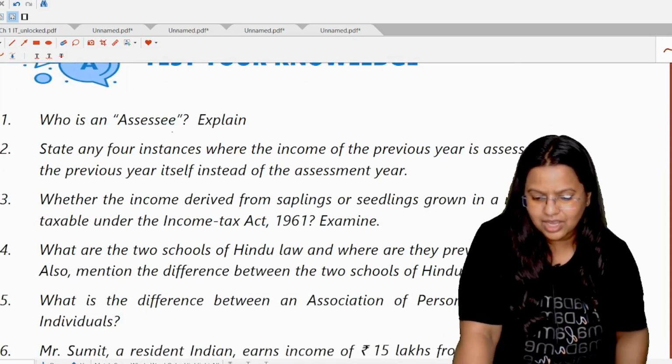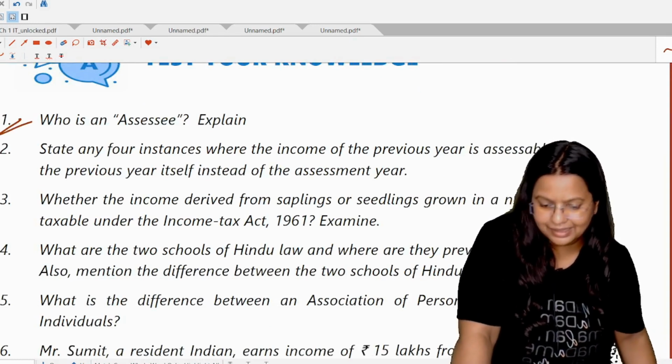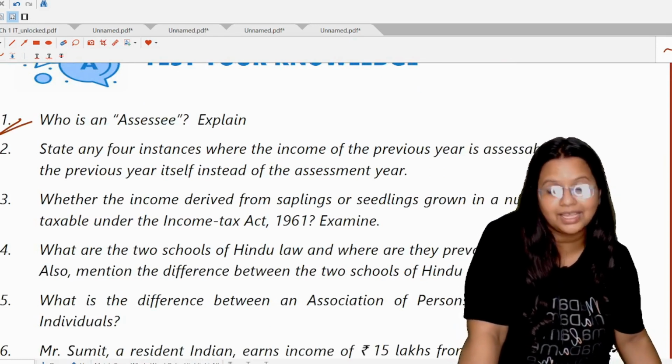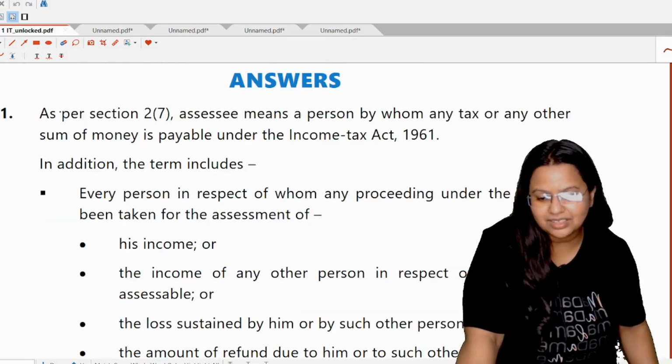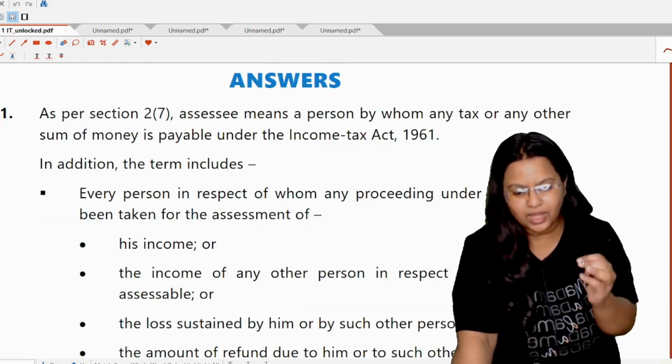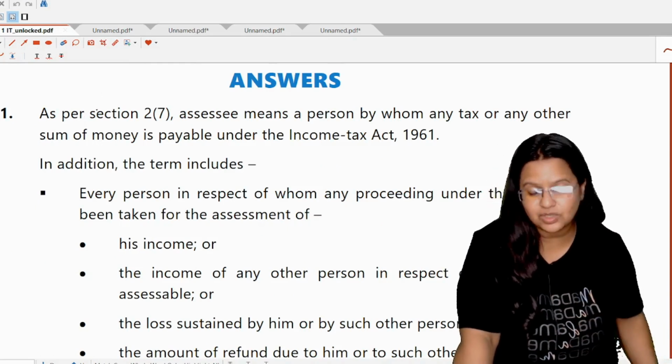Question number 1 is, who is an assessee? Explain. Tell me, students, who is an assessee as per the Income Tax Act 1961? So now, students, as per question number 1 of test your knowledge, who is an assessee?